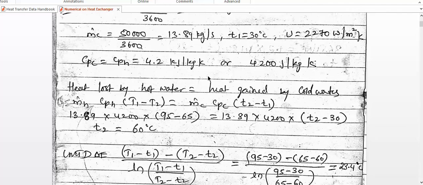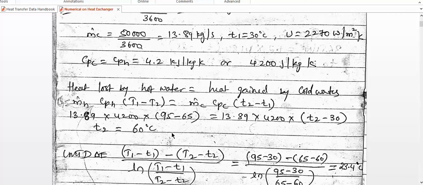So how are we going to calculate it? This can be calculated by heat lost by hot water is equal to heat gained by the cold water. So this is the expression. Q is equal to the heat lost by the hot water, m dot h Cph into bracket T1 minus T2, is equal to m dot c Cpc into bracket T2 minus T1. So just substitute all the values here. There is only one unknown, T2, right? So substitute all the values and we can calculate the value of T2. T2 we will get as 60 degrees Celsius.